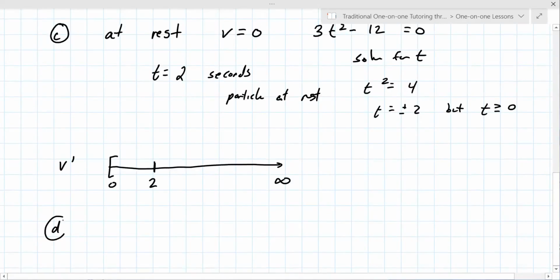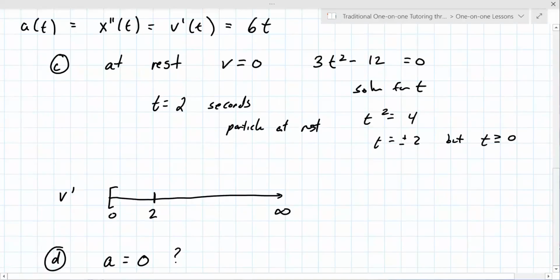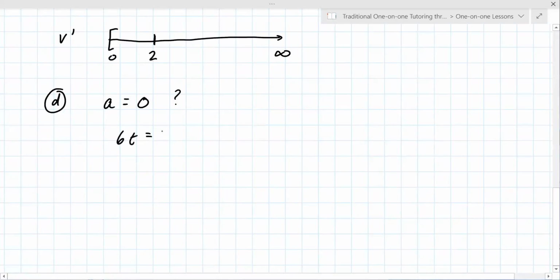So part D is find the speed of the particle when its acceleration is 0. So there are really two parts that we need to figure out: when acceleration equals 0. So you have to use the acceleration function, which means this 6t. Again, you have to know which one you're grabbing and why. So 6t equals 0 when t equals 0. But again, it's asking for the speed. And speed is related to velocity. It's actually the absolute value of velocity.